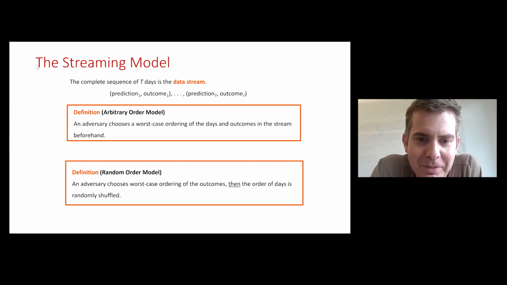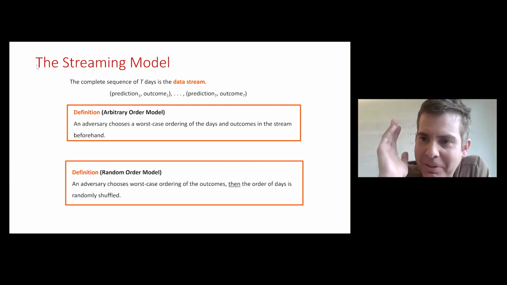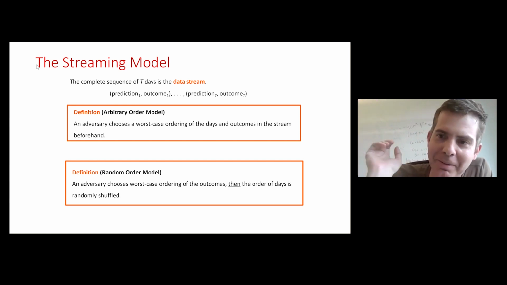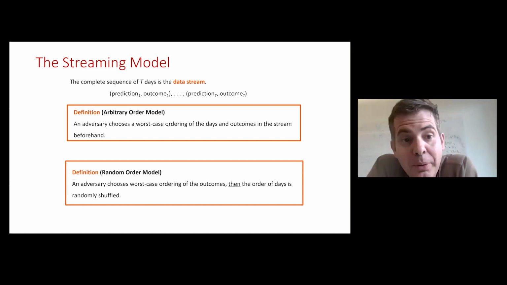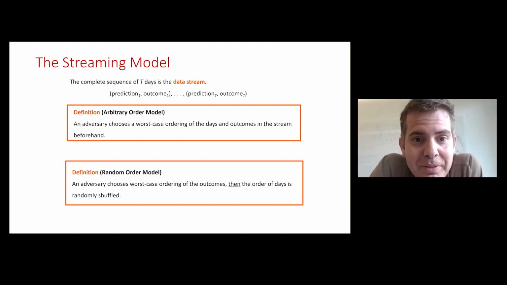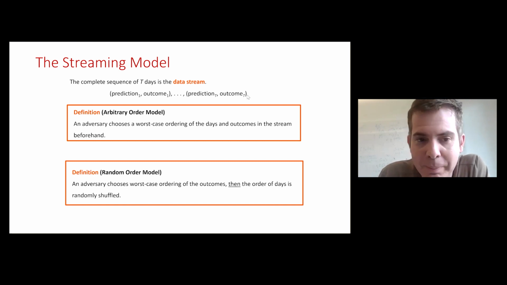So the answer to that question is it doesn't have to be ordered. Thank you. I guess my question is, are they labeled? Because you don't have the memory to write down their label. Well, you get a prediction from, say, Bob, and you know the guy is Bob. That makes sense. Okay. So the complete sequence of t days is the data stream. I just have prediction 1, outcome 1, prediction 2, outcome 2, and so on.